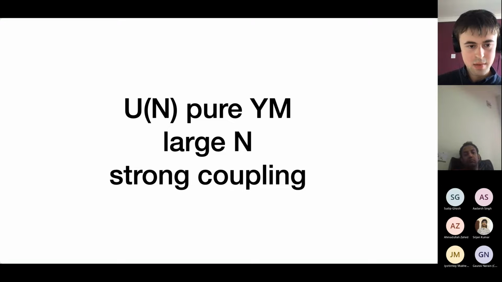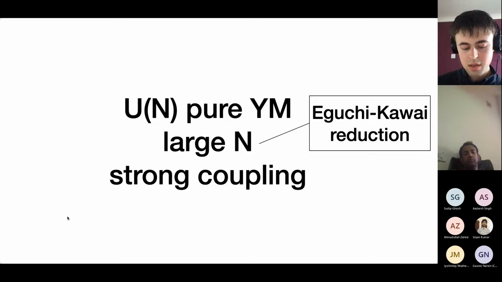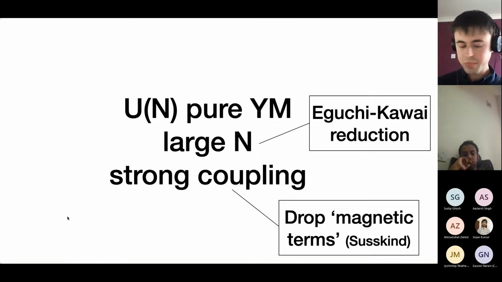We'll pick a particular instantiation, a particular theory to look at, and we'll look at this U(N) pure Yang-Mills at large N, strong coupling. The reason why we picked this theory is really for the convenience of simulation, and because it will tell us a lot about the pure theory as well. So we choose large N so that we can do something called an Eguchi-Kawai reduction on the lattice, which means that we can reduce to a single lattice site, which is very useful for computation.